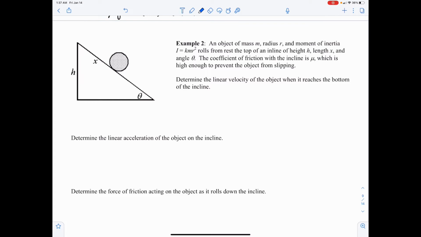There's a couple ways of going about doing this. If we were to use conservation of energy, we could get this problem done pretty quickly. That's not the way we're expecting to do the problem later on. Okay, so first of all, determine linear velocity. Let's use conservation of energy.